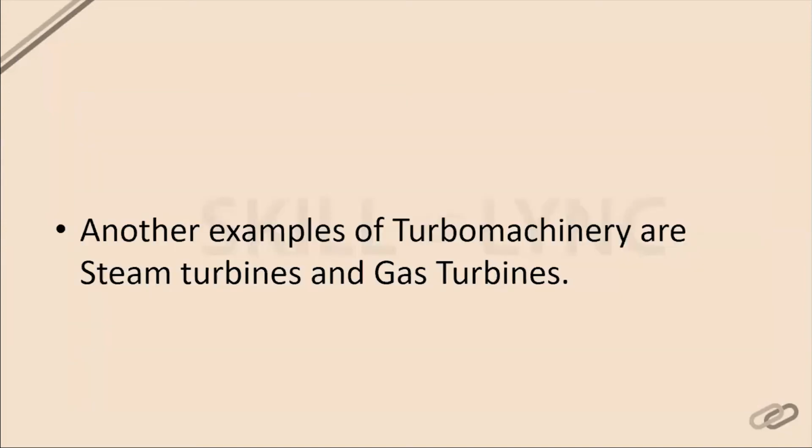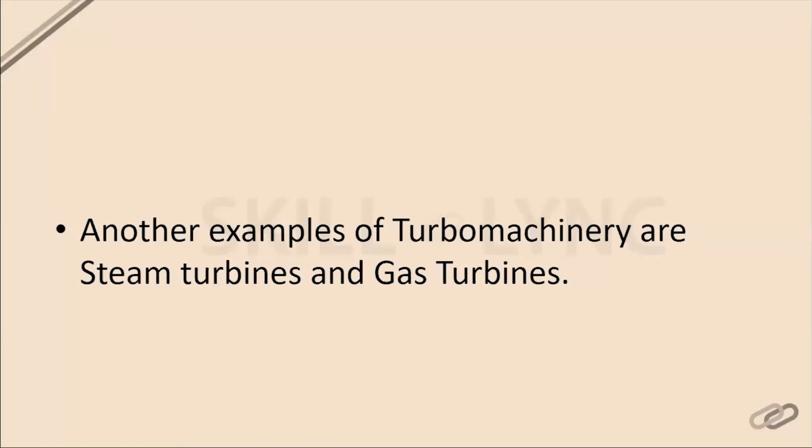Okay, another set of examples that are part of the turbomachinery are mainly steam turbines and gas turbines. Most steam turbines are used for producing electricity. The shaft output is used by the generator to generate electricity, and it could be somewhere around 100 kilowatt, or steam turbines can be 200, 300, 400 megawatt. 200, 300 megawatt steam turbines can also be used for generating electricity.